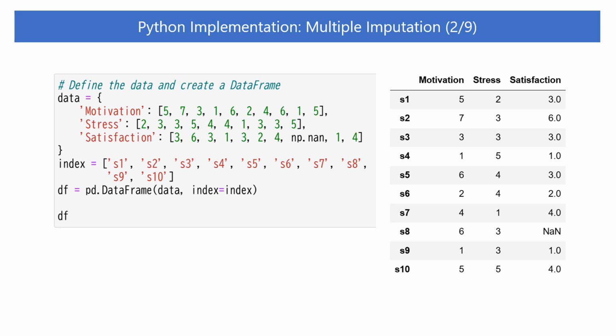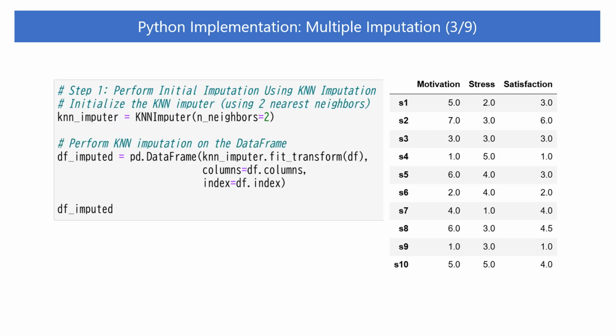Next, create a dataset and convert it to a data frame. Next, we will perform initial imputation using KNN imputation. We can do it in the same way as normal KNN imputation. First, create an instance of KNN imputer. Set k to 2.